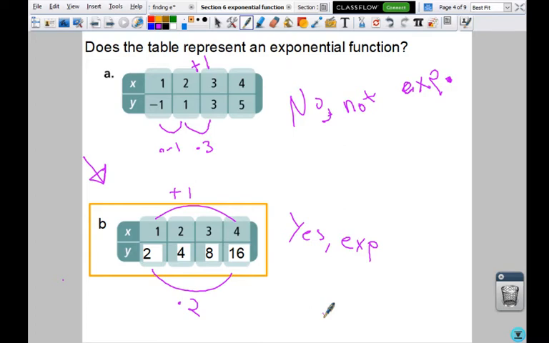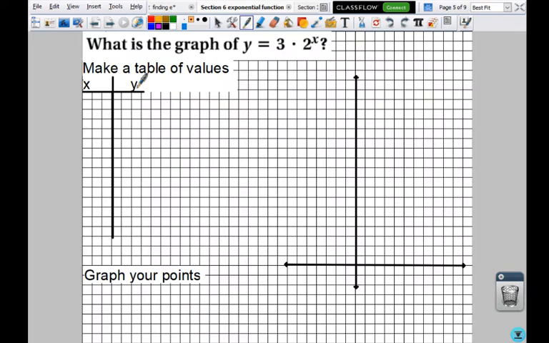So not too bad for that part. We are also going to graph some exponential functions, and they're not super tough. You guys have done really, really similar things before. But this time around, we're going to use Desmos to help us out a little bit. So we are going to graph y equals 3 times 2 to the x.